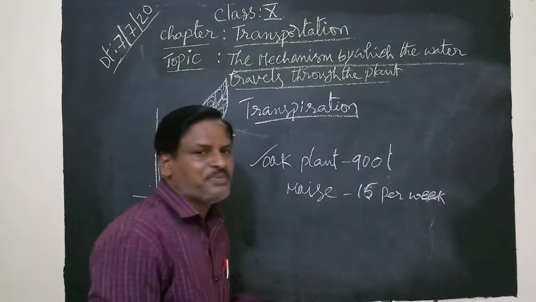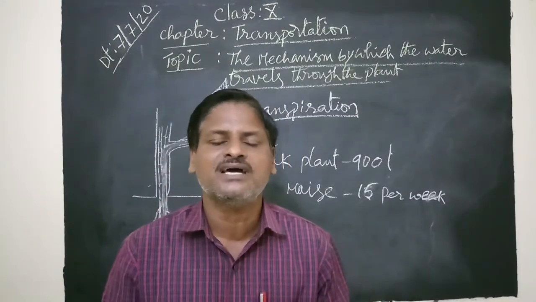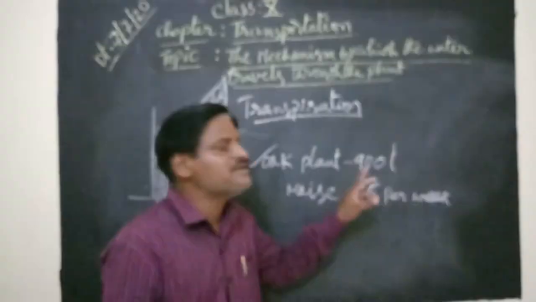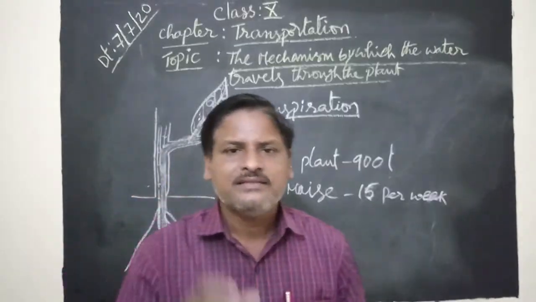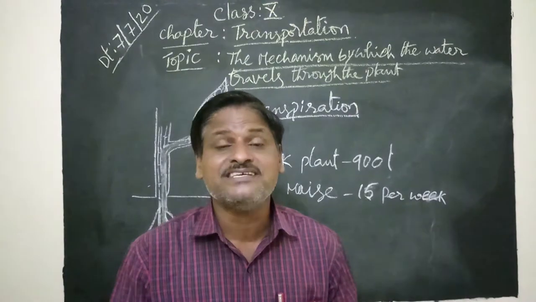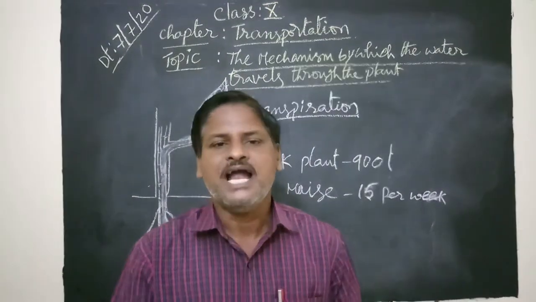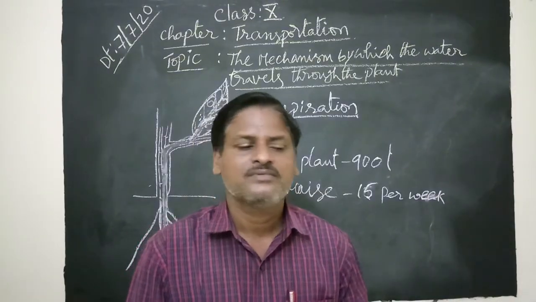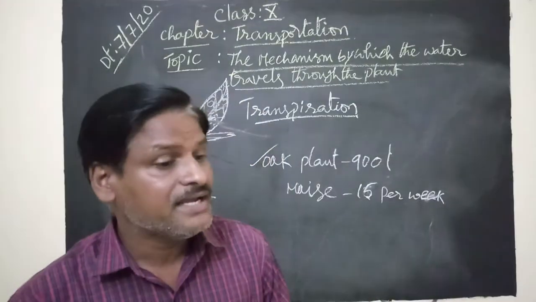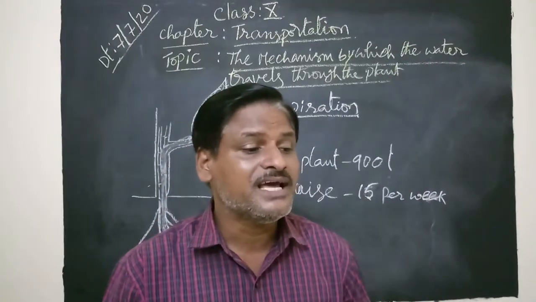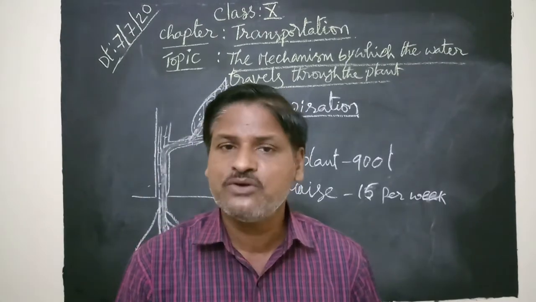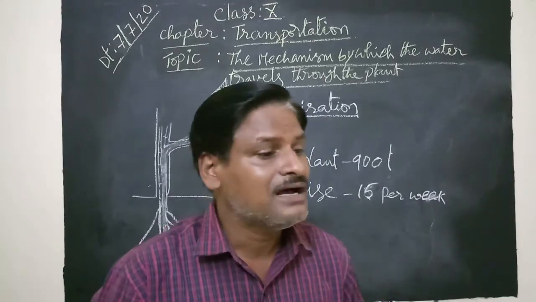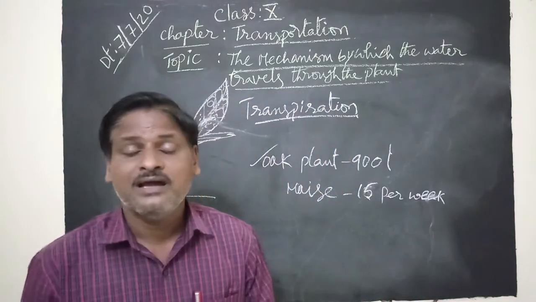First one is that in an oak plant, 900 liters of water comes out by transpiration. That means an oak plant transpires 900 liters per day. And if you take a fully grown maize plant, it transpires 15 liters per week. And if you take a mango plant, it transpires 750 liters to 3,500 liters per day, children. After that, if you take 1 acre of fully grown maize plants, all these maize plants transpire 13,25,000 liters of water in 100 days, children.